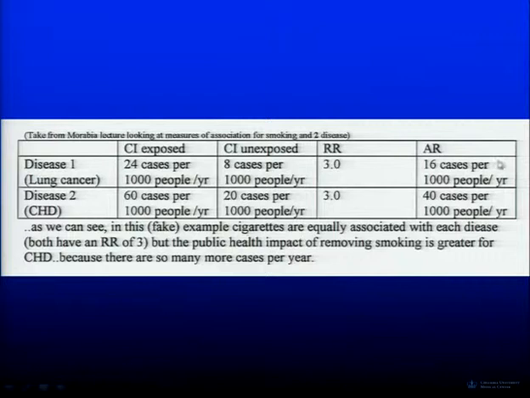But you can see that there is a difference in the attributable risk. And this, again, is because there are so many more cases of coronary heart disease occurring than there are of lung cancer that you get a greater number of attributable risk. So just understand that the attributable risk is somewhat related to how many cases you actually have of that disease, because you're subtracting out the number of cases without exposure from the number that were exposed.